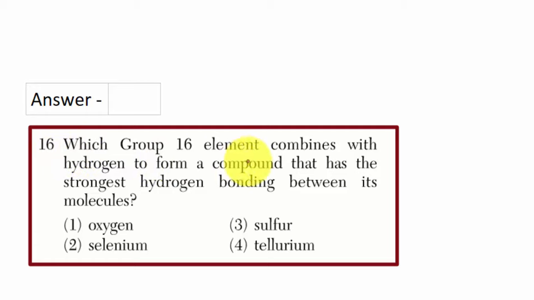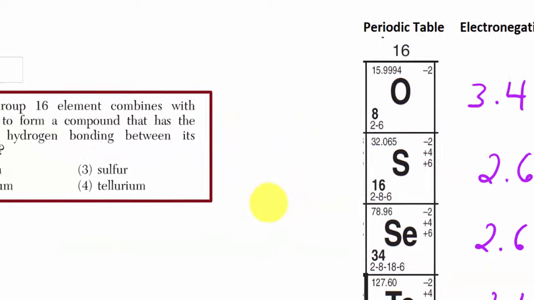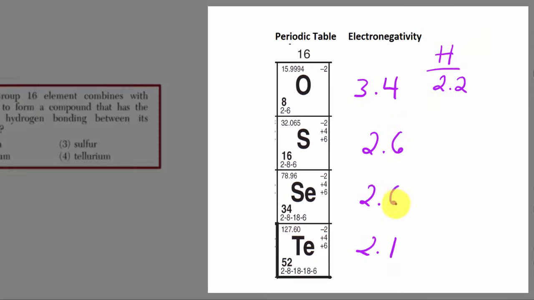Question 16. Which group 16 element combines with hydrogen to form a compound that has the strongest hydrogen bonding between its molecules? The strength of hydrogen bonding, an intermolecular force, is controlled by the difference in electronegativities between the hydrogen and the other element. If we take a look at our potential answers and their electronegativities, we see a range starting with oxygen, the greatest at 3.4, down to tellurium, 2.1.